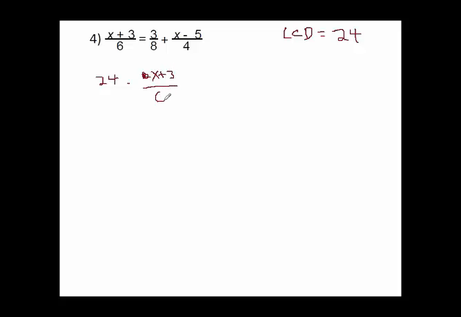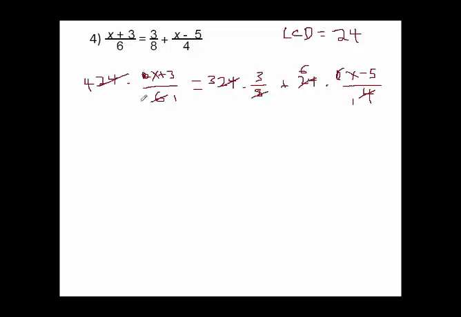So you've got this term, 24 times this. Then you've got 24 times 3 over 8 plus 24 times x minus 5 divided by 4. Okay, so now we can start canceling. 24 divided by 6 is 4, so you can cancel this, make this into a 1, which gets rid of the denominator, and make this into a 4. Over here, 24 divided by 8 is 3, so this becomes a 3, and that gets canceled. And over here, this becomes a 6, and that becomes a 1 because 24 divided by 4 is 6.